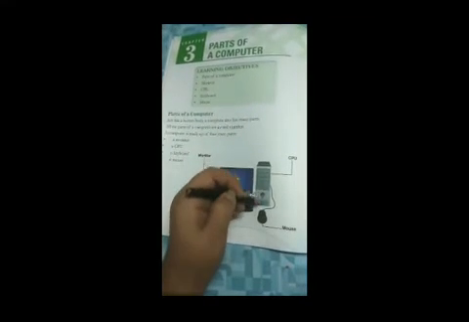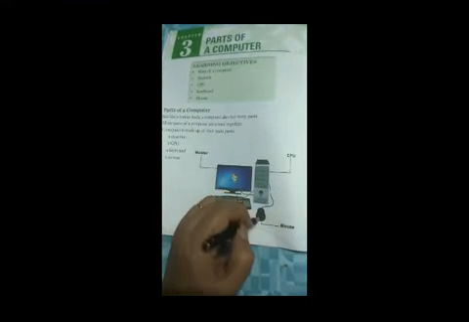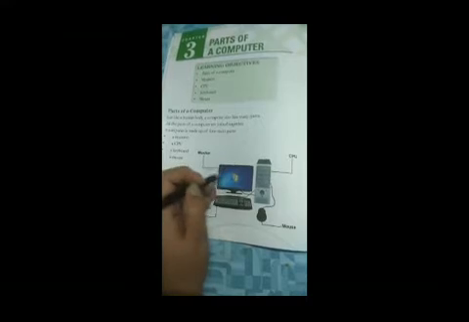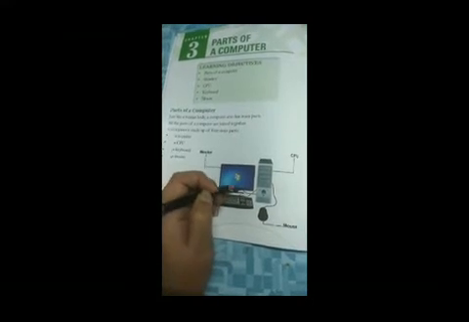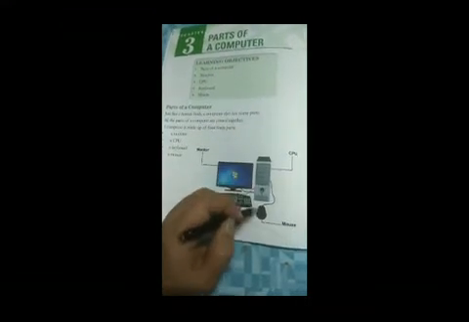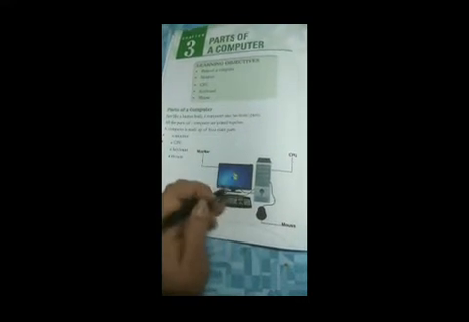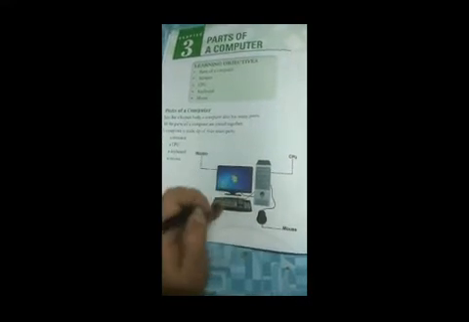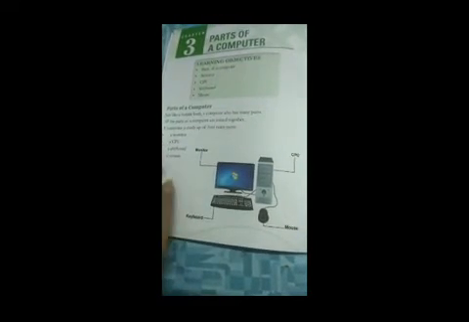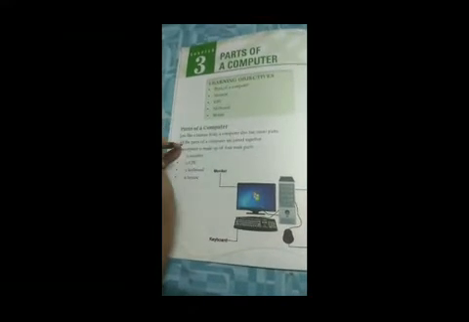Then is the CPU, and the mouse. So this monitor is attached with the help of keyboard, then CPU and mouse. So these are the different parts of a computer. So my dear students, we learn about these parts of a computer only in this lesson. Now, parts of a computer.